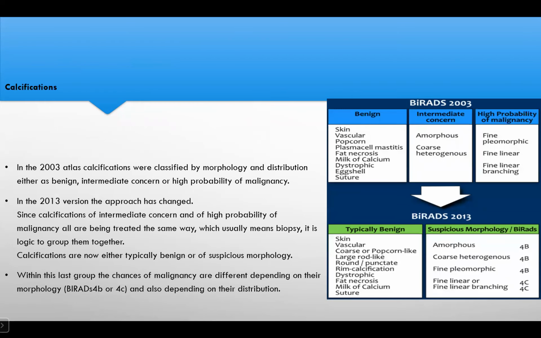Now we have calcification. In 2000, calcifications were classified by morphology and distribution as either benign, intermediate, or of high probability of malignancy, while in the 2013 version, the approach has changed. Since both the intermediate and high probability calcifications have the same management, calcifications were changed into typically benign or suspicious morphology. Within this last group, the chance of malignancy is differentiated depending on morphology, either BI-RADS 4B or 4C, also depending on their distribution.